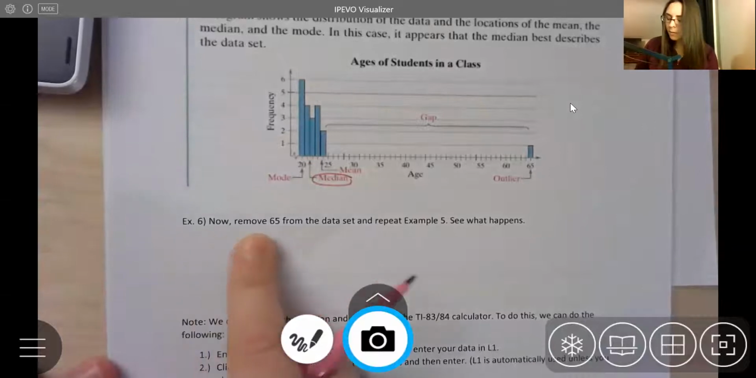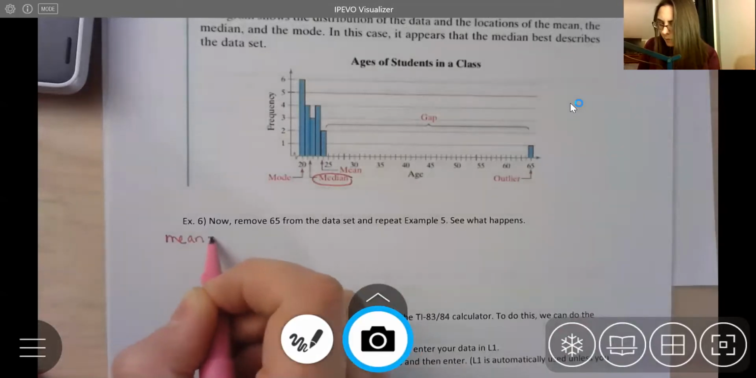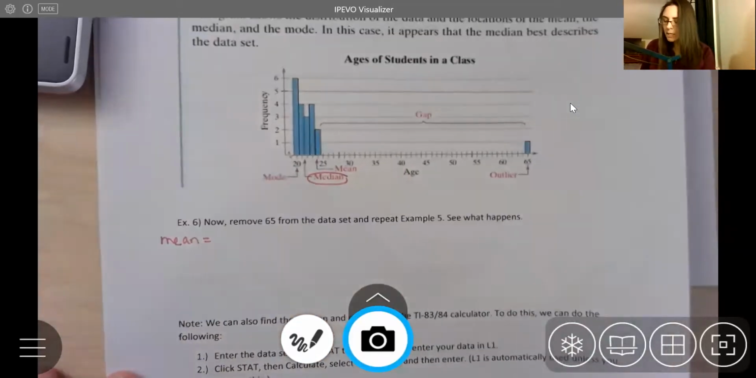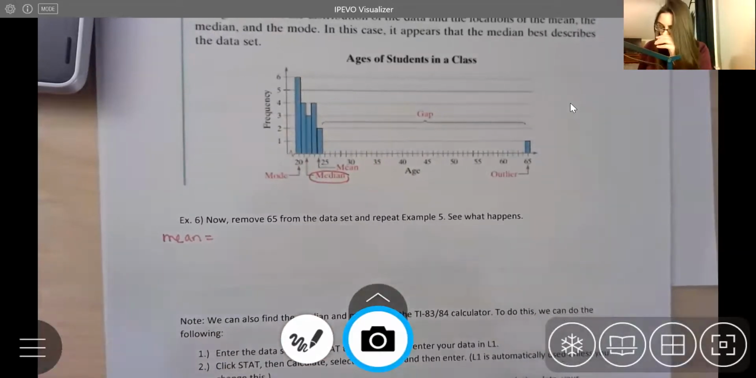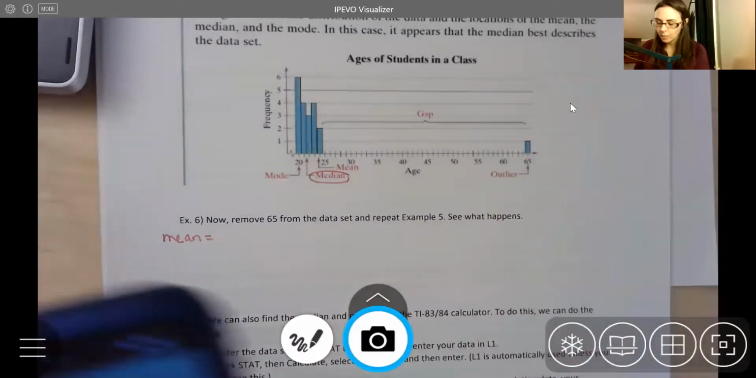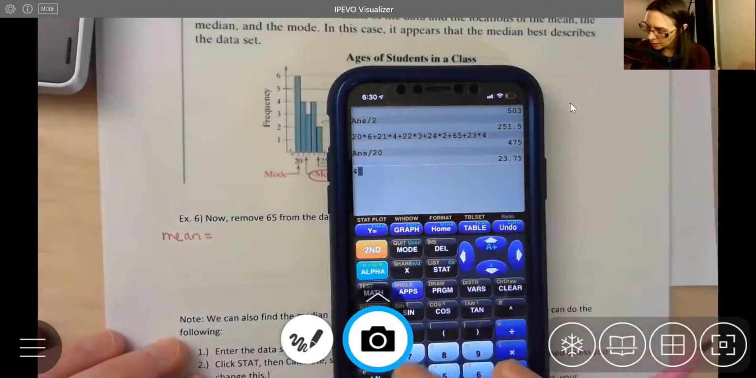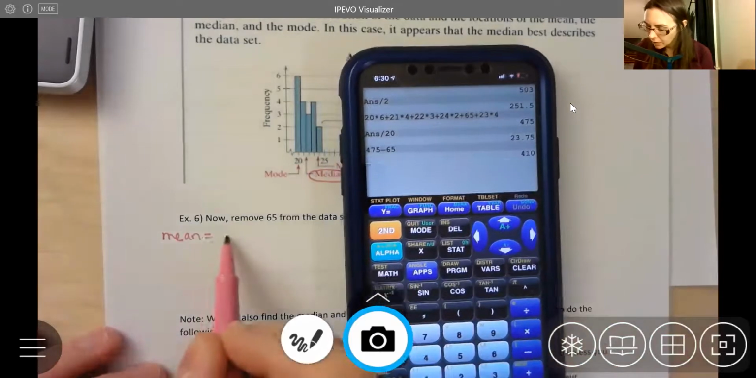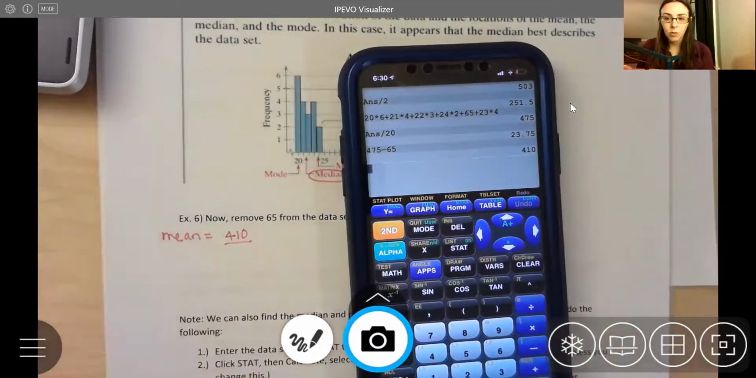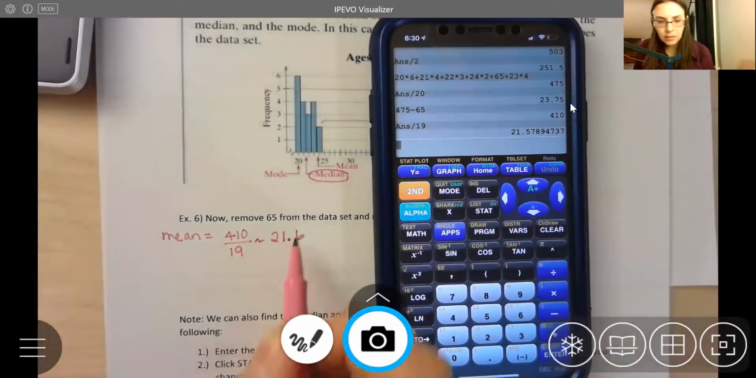And now we're going to do the same thing, but removing 65 from the data set and see what happens. I'm going to use all those same data points, but I'm going to take that 65 away. When I go back and do my calculation for the mean, I'm going to add all those values up, but I'm not going to add the 65. So my sum is going to be only 410. But be careful, I'm not dividing by 20 this time, I'm dividing by 19, because I only have 19 data points now. And I get a mean of about 21.6.